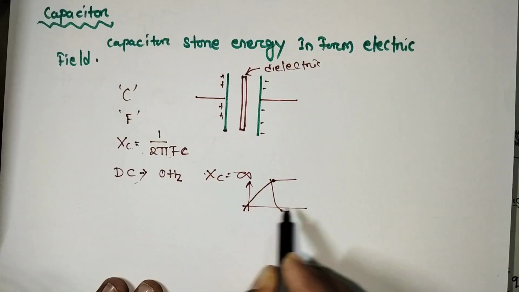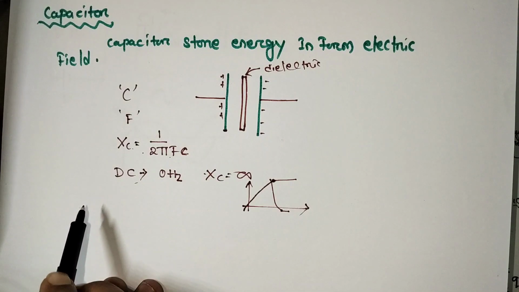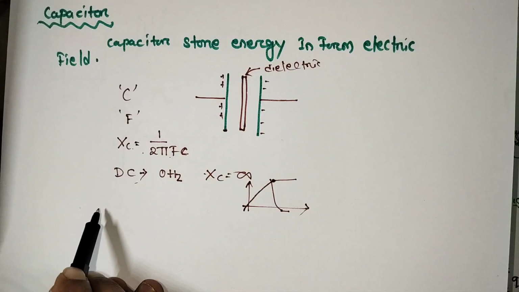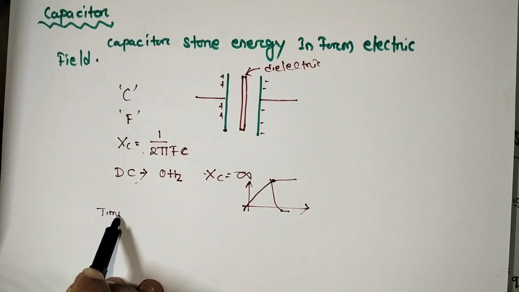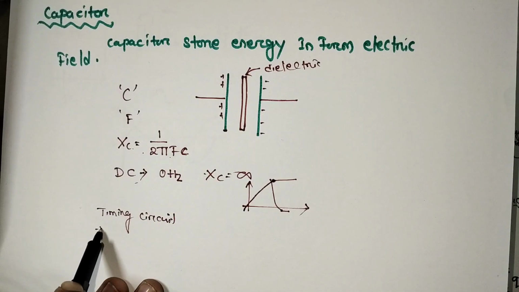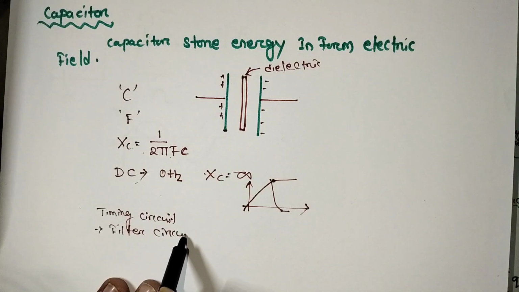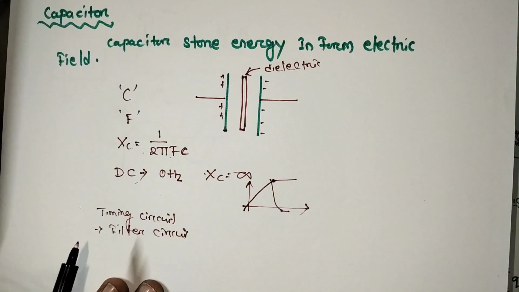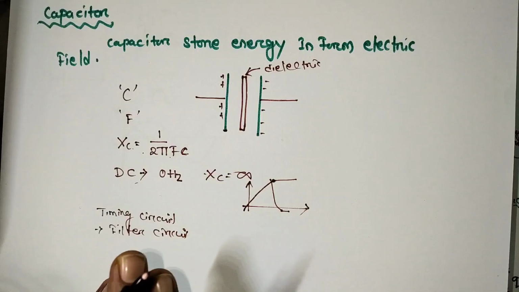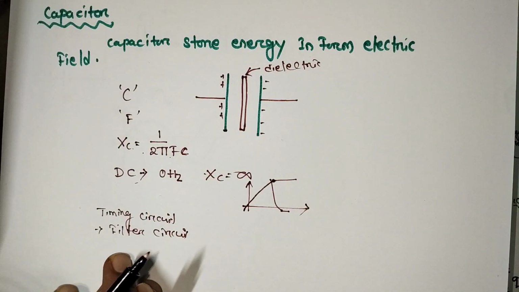For this reason we use it in filters, as an amplifier coupling capacitor, and in timing circuits. This is also called temporary energy storage. At high frequency it will allow the signal, but at low frequency, meaning DC, it will block.